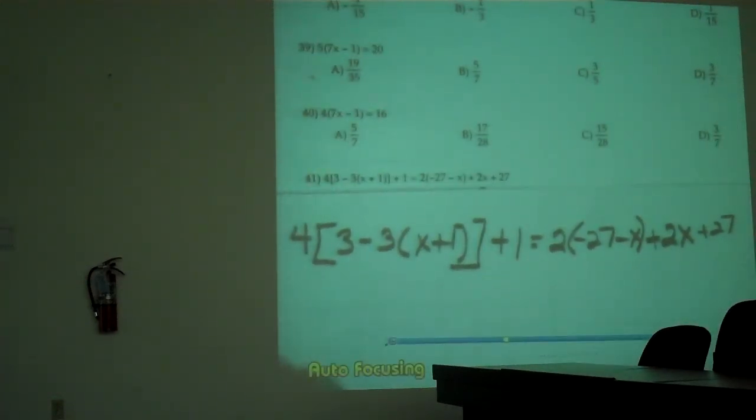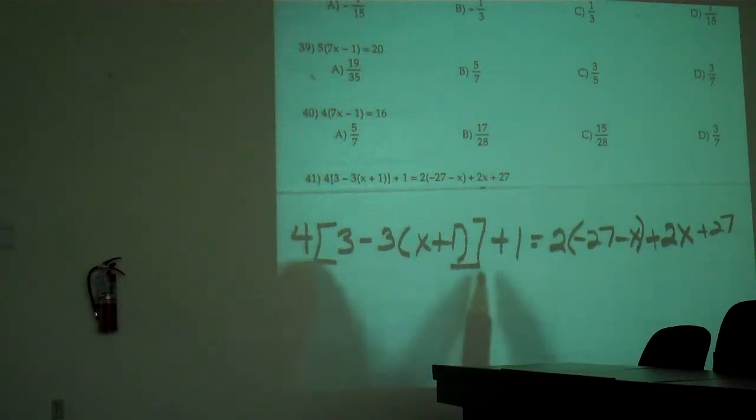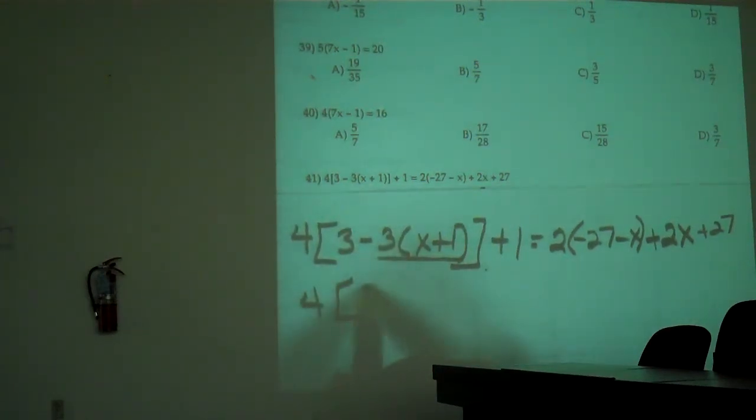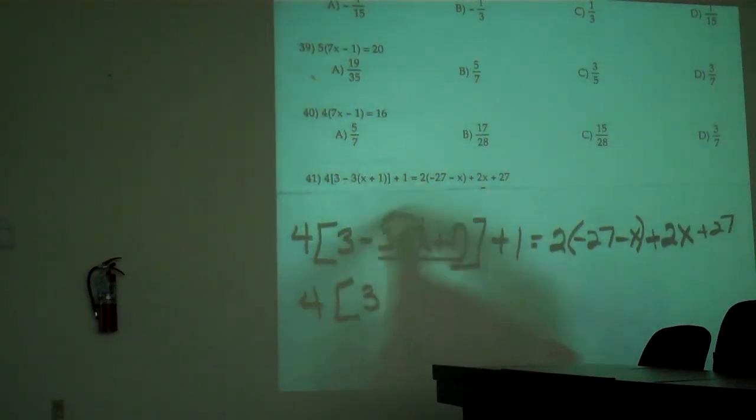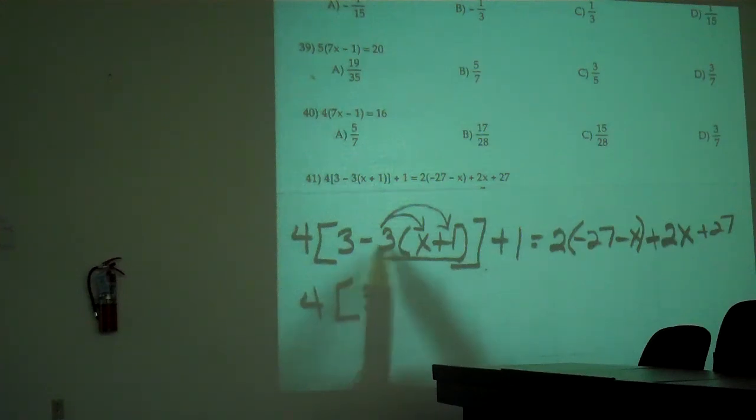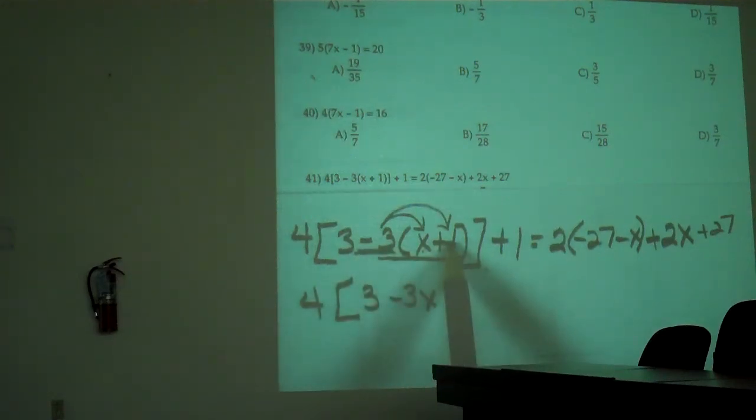Okay, make it where we can see the whole thing. Okay, working inside the parentheses first. So inside the brackets, you're going to do the parentheses inside the brackets. We're going to do that first. Leave the 4 on the outside, and you're leaving the brackets till you're done. Multiply negative 3, not just the 3. Minus 3x, and then minus 3 times 1. So that'd be negative 3, minus 3.